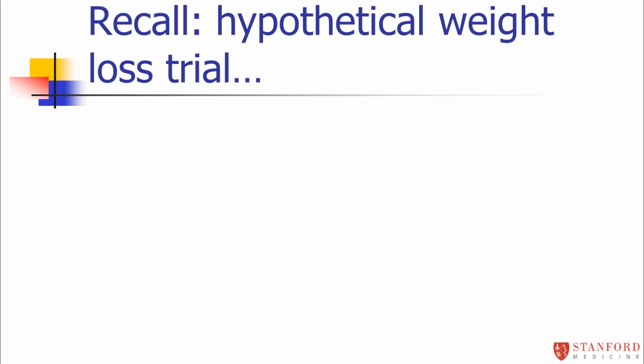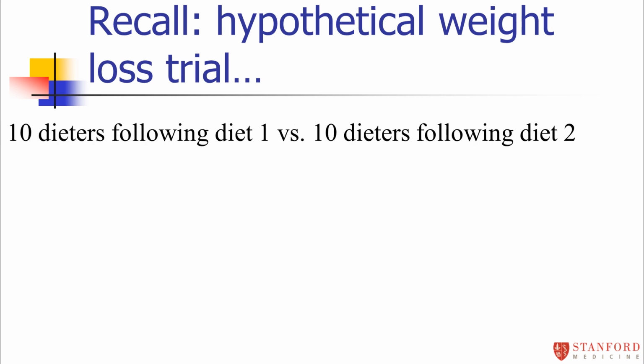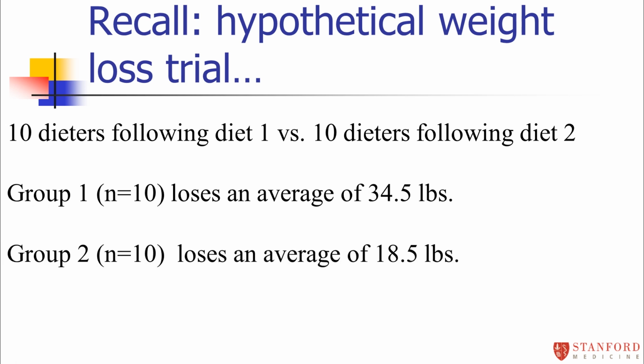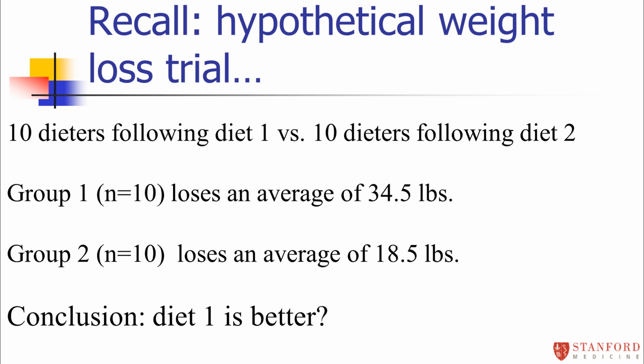Remember that we had this hypothetical weight loss trial that I showed you in the very first week of the course. 10 dieters were randomized to follow diet 1, and 10 dieters were randomly assigned to follow diet 2. Group 1 lost an average of 34.5 pounds. Group 2 lost an average of 18.5 pounds. And you might just look at those numbers and think that diet 1 is better. The mean weight loss is higher in group 1. That would be a natural conclusion.